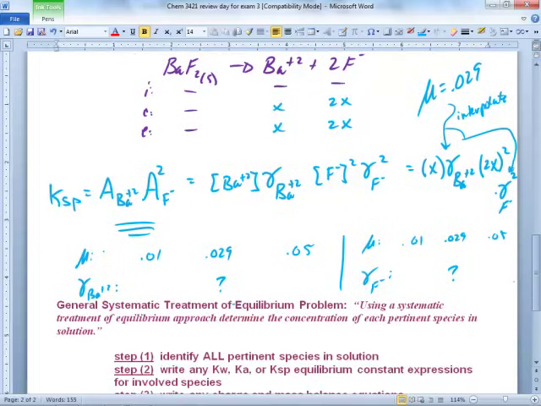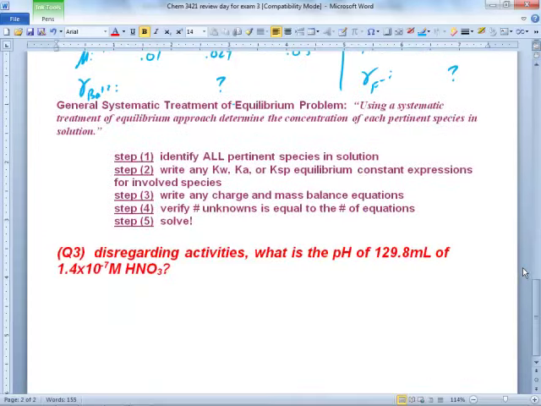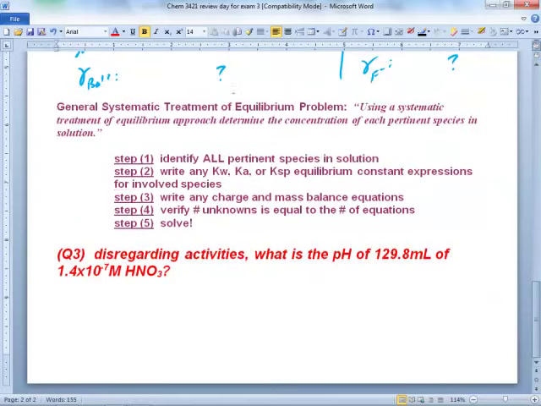Okay. So are you okay with that one? You may not have it done, I'm sure, but at least you see how to set it up. And the big goal, I think, what really helps me is what Pedro said: just do X and ICE. Do everything the same as you always did, except when you write your K expression, just write it in terms of activities. And then if you have something squared, you won't forget to square it. Okay. General systematic treatment of equilibrium.